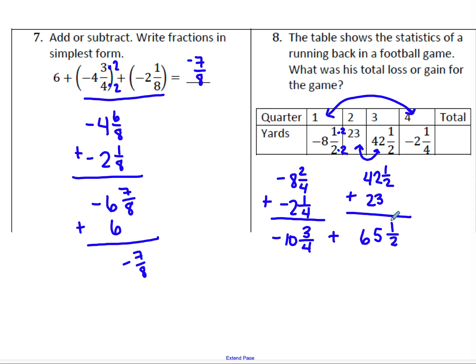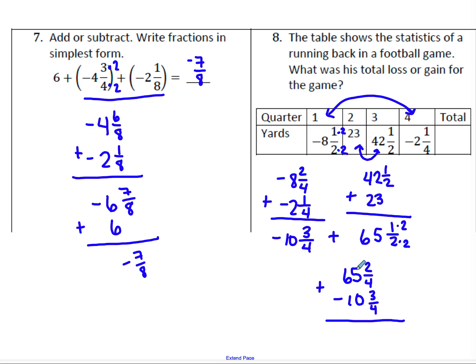Okay, and so now I need to add these two numbers together. My two answers have to be added together. I do need a common denominator, so I'm going to take my 1/2. I'm going to do times 2 times 2. I'm going to write the one with the greater absolute value on the top. That's going to be the 65 and 2/4 plus a negative 10 and 3/4. Different signs, find the difference. All right, so here I have 2/4 minus 3/4. If I do 2/4 minus 3/4, I'm going to get a negative 1/4.